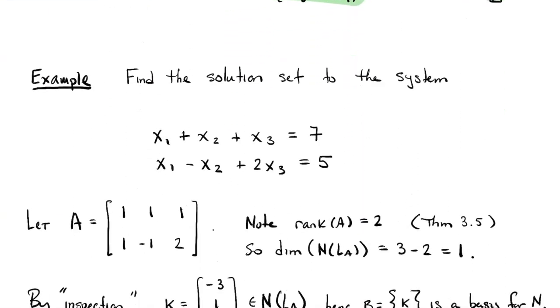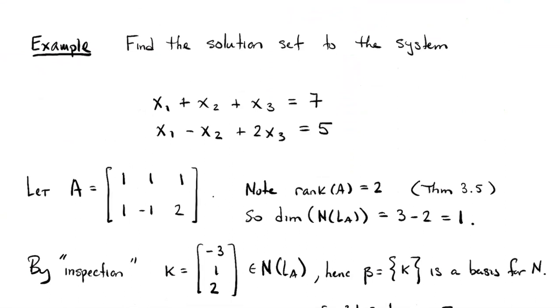Let's look at an example. In this example, I'm going to pull a couple of things out of thin air. The next section, 3.4, will talk about some computational methods to see these things, so I'm not going to try to show you how I found any of this.